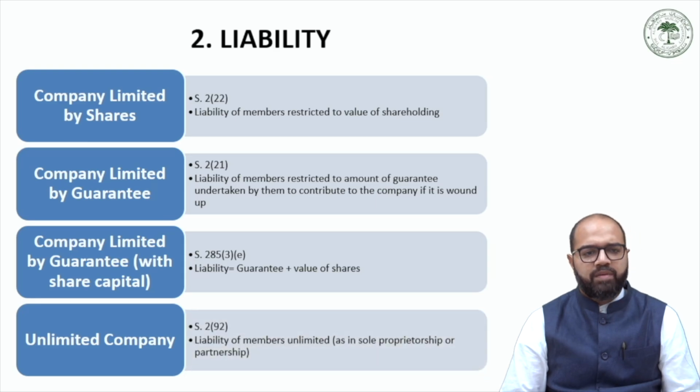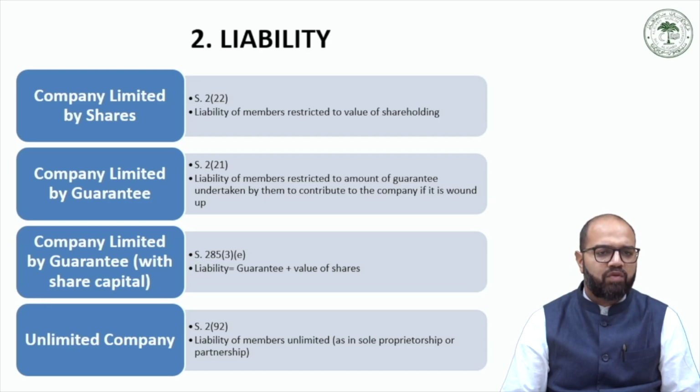Then we have unlimited company. This kind of company is defined under section 2 subclause 92 of the Companies Act 2013. According to this provision, unlimited company means a company not having any limit on the liability of its members. To put it simply, unlimited liability means that the members of a company are personally responsible for all debts and obligations which are incurred by the company, irrespective of whether the company has sufficient assets to cover them.